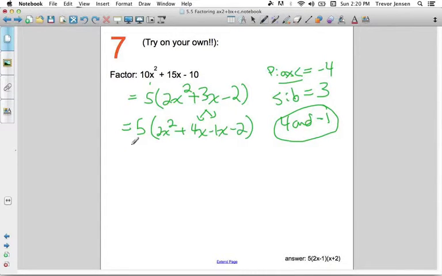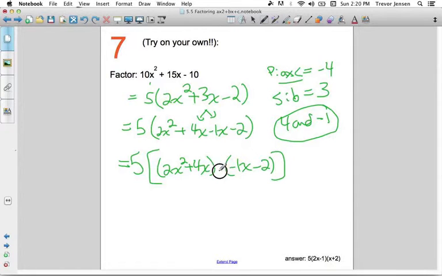Now, since I have a quadratic in the brackets with 4 terms, I can now factor that by grouping. So I put the first two terms in a group, 2x squared plus 4x. Put the last two terms in a group, making sure I keep the negative with the 1x, so negative 1x minus 2. And make sure you separate these two groups always with an addition sign.